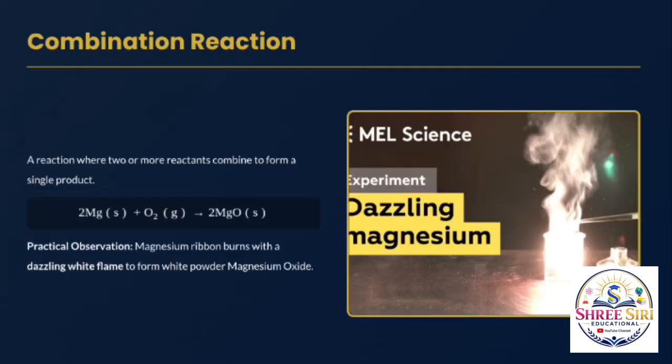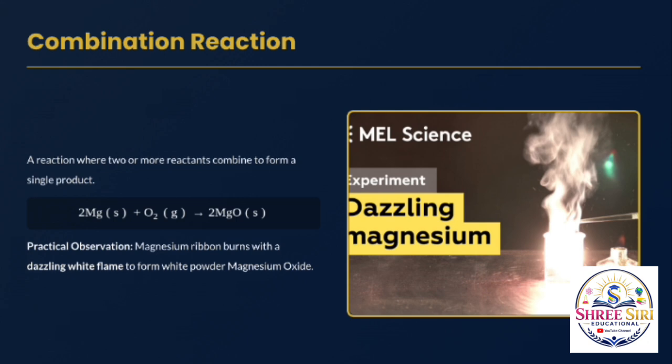Now, types of chemical reactions, and the first one is the combination reaction. The first and most important example in your textbook is a reaction where two or more reactants are combined to form a single product. What is meant by combination reaction? A combination reaction means two or more reactants combine together to form a single product.